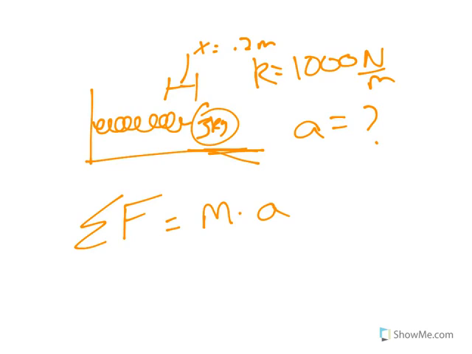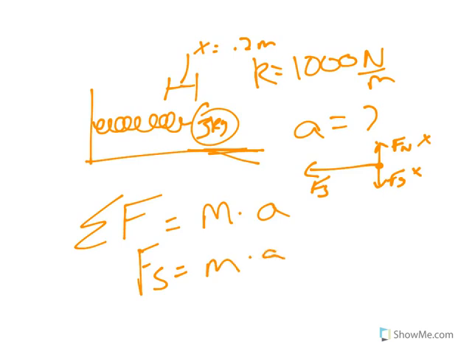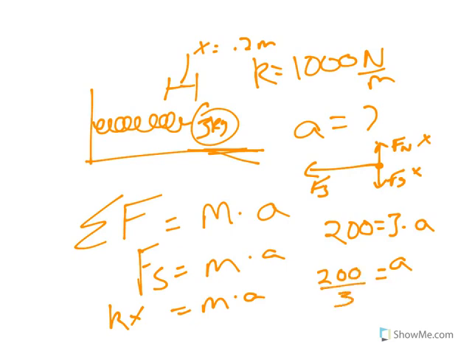And so what we know then is that the only force acting on this that we care about would be the spring force. There's the normal force and the force of gravity, and both of those cancel each other out. So we're left with spring force equals mass times acceleration. Spring force is equal to kx, which is equal to mass times acceleration. So 1,000 times 0.2 would be 200, and that would be equal to mass, which is 3, times acceleration. So acceleration would be 200 divided by 3.